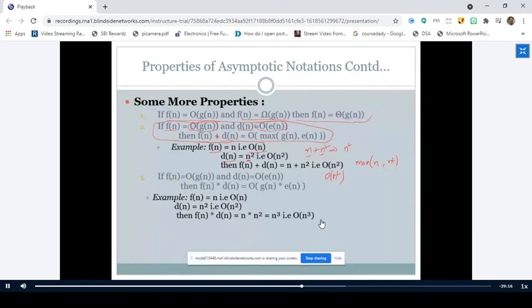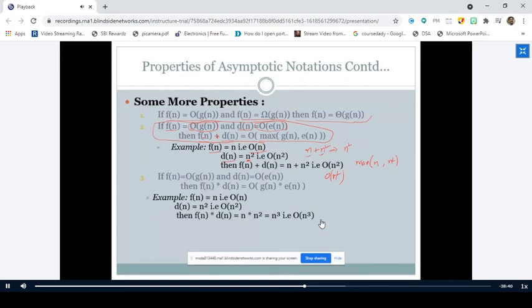Right. So what this second formula is saying is, you take two algorithms, right? You take two functions, f of n and d of n, and f of n has an algorithmic complexity of big O of g of n. That means the worst case time complexity of f of n is g of n. Is it right or not? And d of n is explained as big O of e of n. That means the worst case time complexity of d of n is big O of e of n.